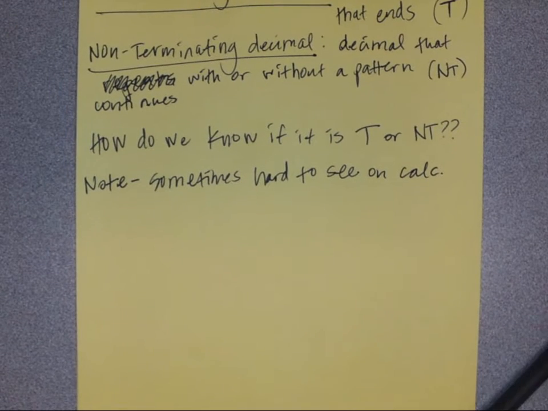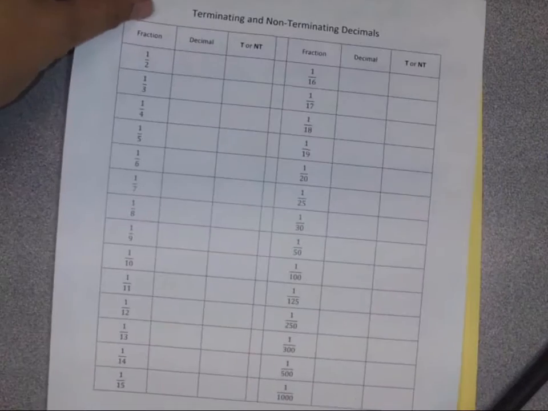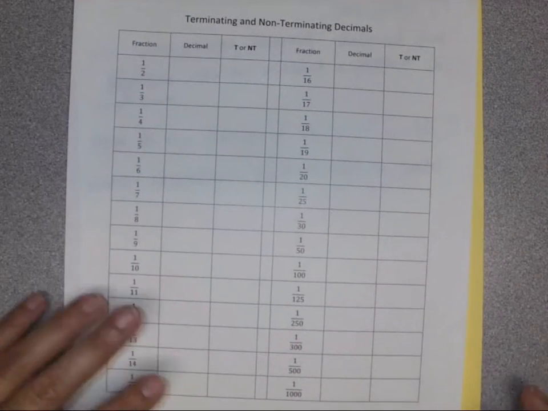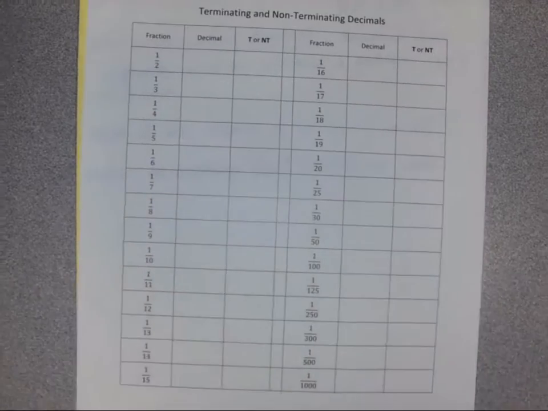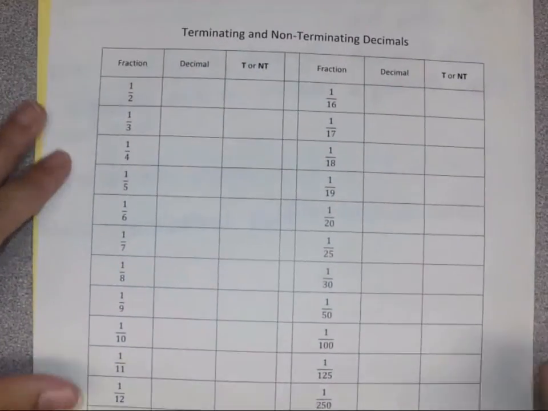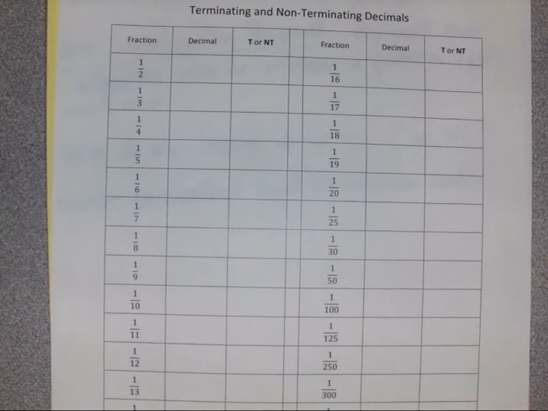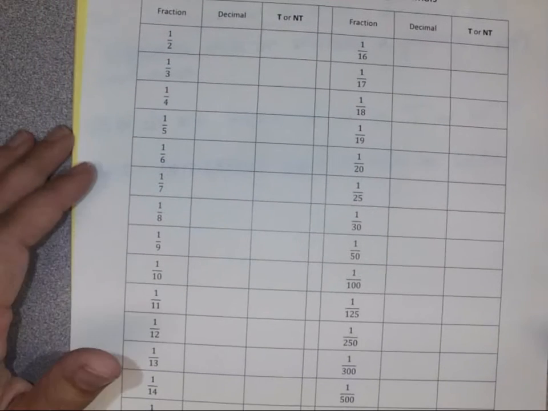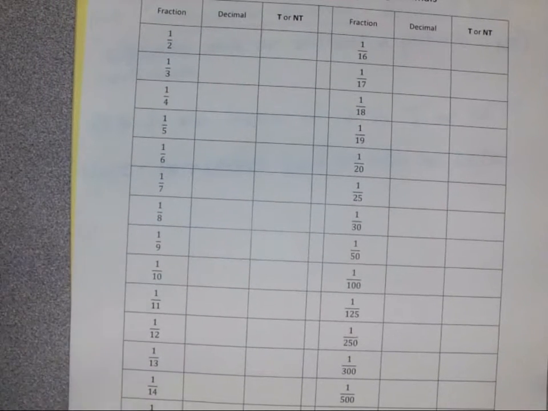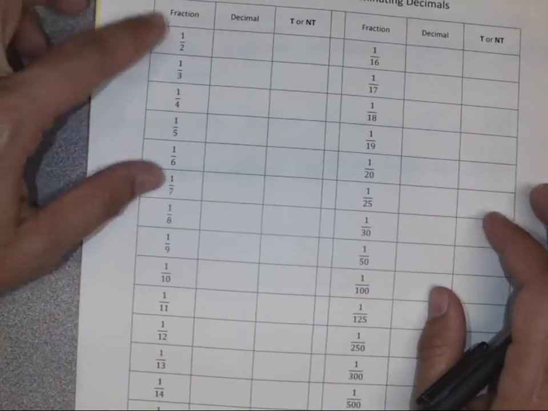Okay, so I have this paper linked in the notes section. If you will print that off, or you can do this in your notes if you want to write this table all down. We are going to write each fraction as a decimal, and tell if it's terminating or non-terminating. I'm going to do a few of them with you, and then I'm going to ask you to pause the video and finish them up, and then we'll come back together and talk about it. If we were in class, you would work with a partner, and you would finish getting all these answers on your own.